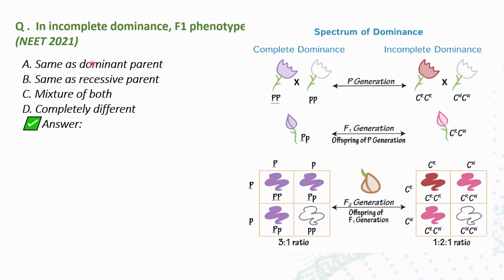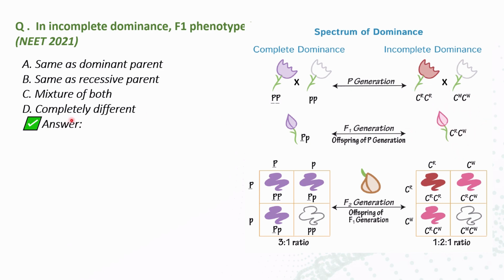So the F1 phenotype, what is it? The first option is same as the dominant parent. If we see incomplete dominance, the F1 phenotype is not the same as the dominant parent. It's not right. Another option is same as the recessive parent. The recessive parent has white color flowers, and the F1 is not white in color, so this is also wrong. Mixture of both: yes, the F1 phenotype has both the parental characters. That's why it is a mixture of both the parents.